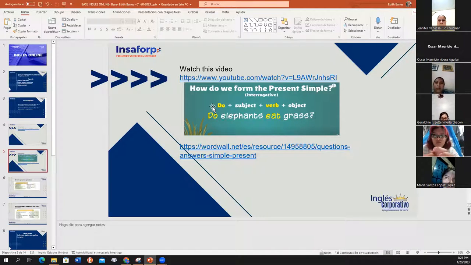Utilizamos ese tipo de preguntas para que usted me dé información. Si yo le pregunto, where do you live? Usted me va a decir el lugar. Pero si solo le hago una pregunta así, al inicio con el auxiliar, es una pregunta que requiere una respuesta yes, no. Okay, do elephants eat grass? ¿Usted me puede responder? Yes, they do. Or no, they don't. Solo sí o no. Pero si usted quiere darme más información, lo puede hacer. Okay? Good.